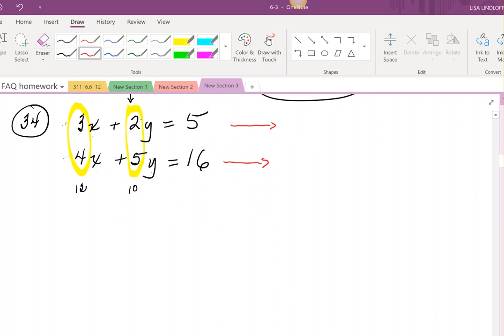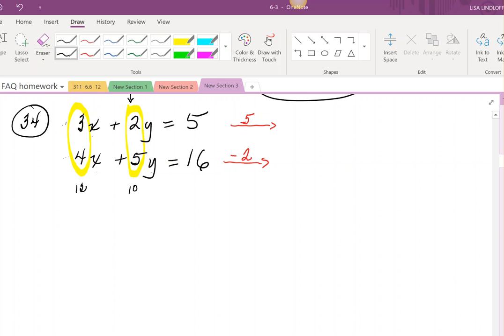In order to turn the 2 of the 2y into a 10, I would have to multiply by 5. In order to turn the 5 of the 5y into 10, I would need to multiply by 2. But one of them has to be negative because they have to be opposites. It doesn't matter which one you choose, but one of them has to become a negative. All right, so here I go. You've got to multiply the top equation totally by 5.